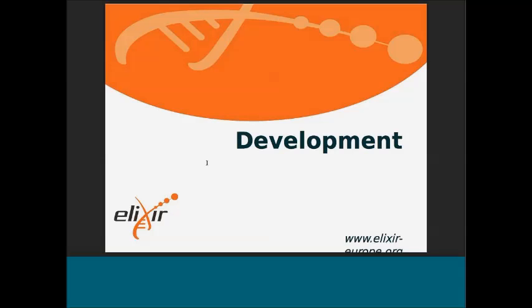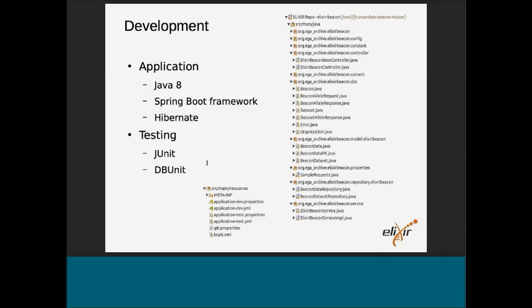The next block is the development. So the application has been developed using Java 8 and the Spring Boot framework, and we use Hibernate for communication with the persistence layer. For testing, we've used JUnit and DBUnit. In the pictures, you can see the structure of the project. On the right, you can see the packages of the project.